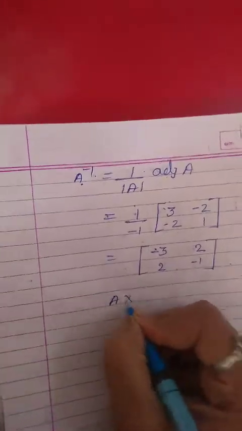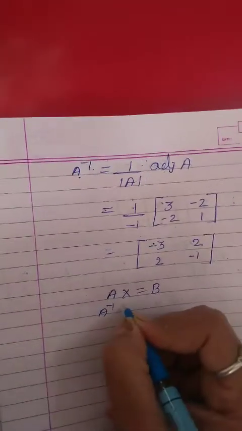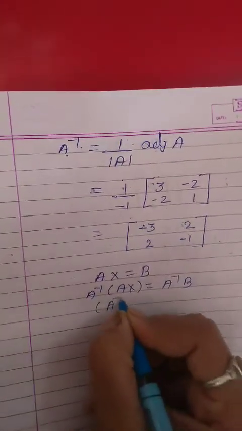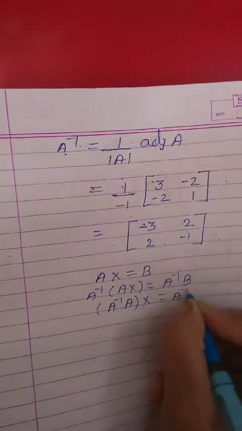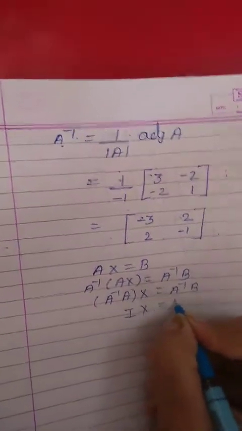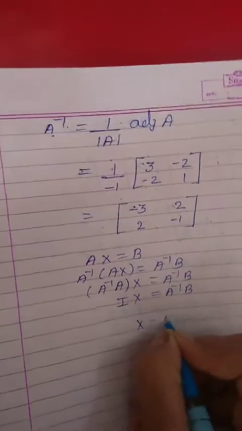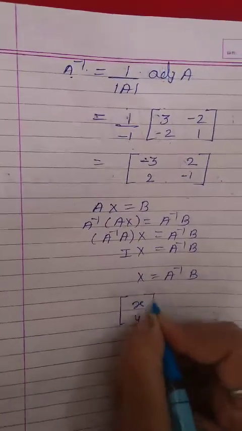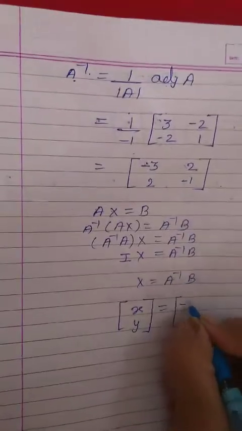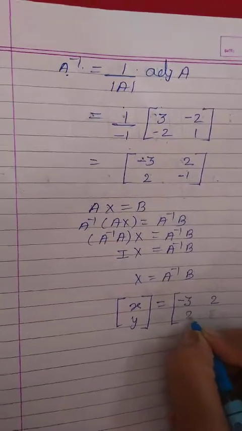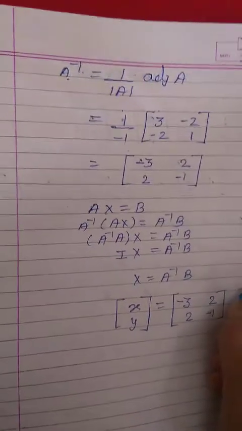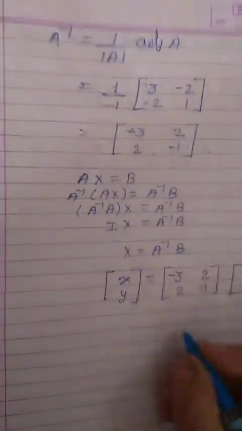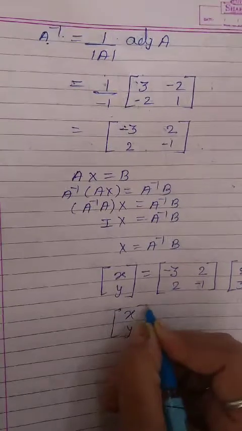Now we got AX is equal to B. So A inverse AX is equal to A inverse B. So A inverse AX is equal to A inverse B means IX is equal to A inverse B. So X is equal to A inverse B. Now X is (x, y), A inverse is -3, 2, 2, -1, and our B is 2, 3. So now we'll solve this.